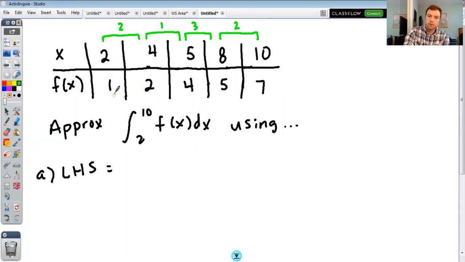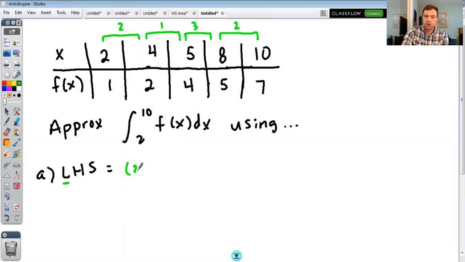The heights will come from the y values. And which y values you use depends on which approximation. So for a left-hand sum, I'm going to start with the leftmost y coordinate, my first height, and I'm going to use the first 4 heights. I will not use the rightmost height.